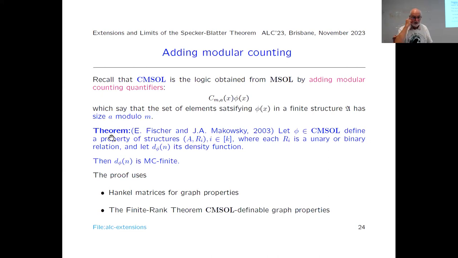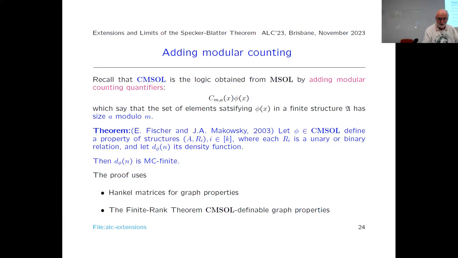Adding modular counting is just what I said before. You add a quantifier C_{a,m} x phi(x), which says that the number of elements satisfying phi in a finite structure has size a modulo m. And you just add this item to the inductive definition of your logic. So you can form counting first order logic or counting monadic second order logic, or any logic as a matter of fact. Now in higher order logic, this is definable, but in monadic second order logic, we can show that this gives you a proper extension.